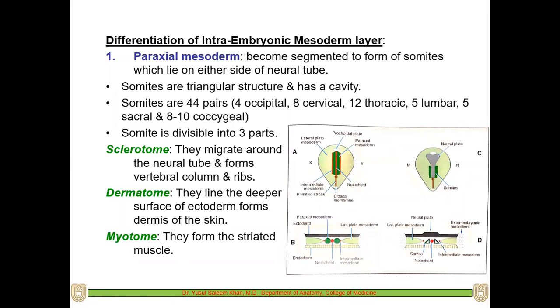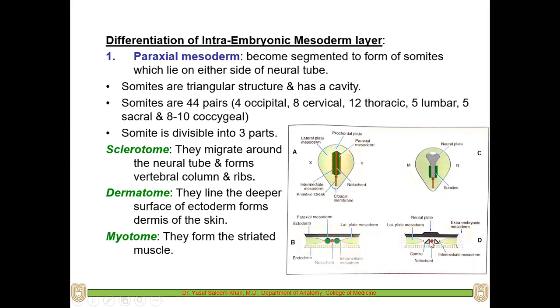Then the second layer forms the dermatome. As the name suggests, derma means skin, it will be outside. So they line the deeper surface of the ectoderm and form the dermis of the skin. So they will be forming derma. So that's why they form the dermis of the skin. Skin is made up of the epidermis and the dermis. Okay. So dermis is formed from the dermatome. And myotome, myo means muscle. They form the striated muscles, all the muscles of the back and other parts.